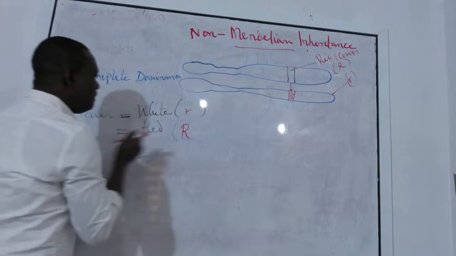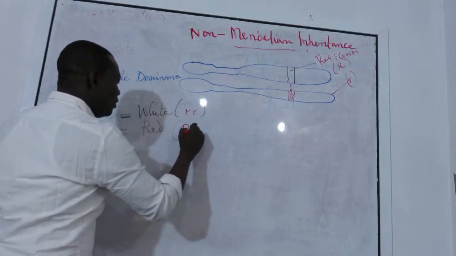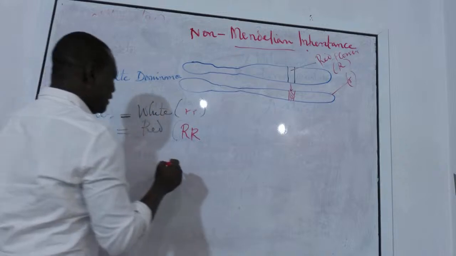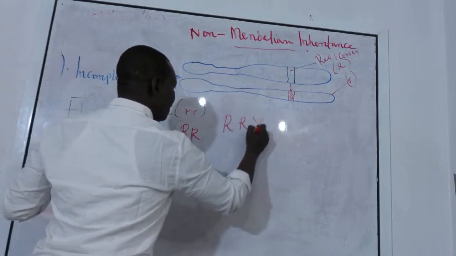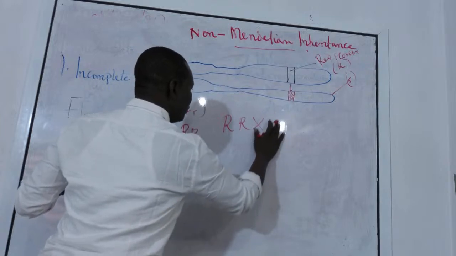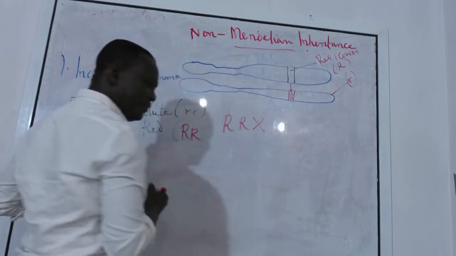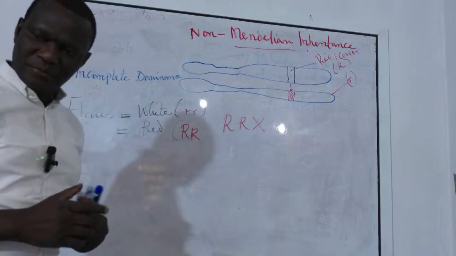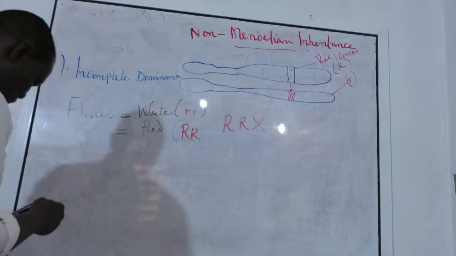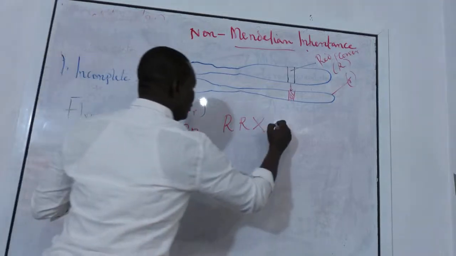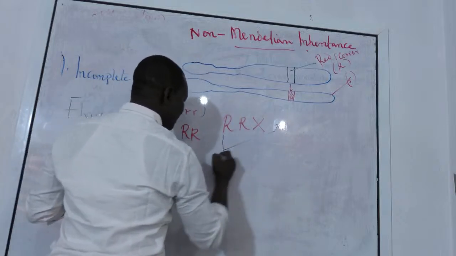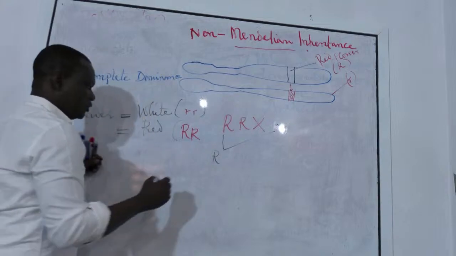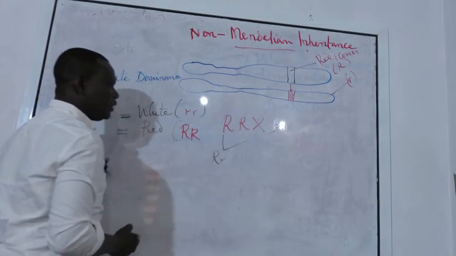Going by this, that means if you now cross these plants, if they undergo the process of gametogenesis, okay, this means that this is going to be capital letter R, small letter r.